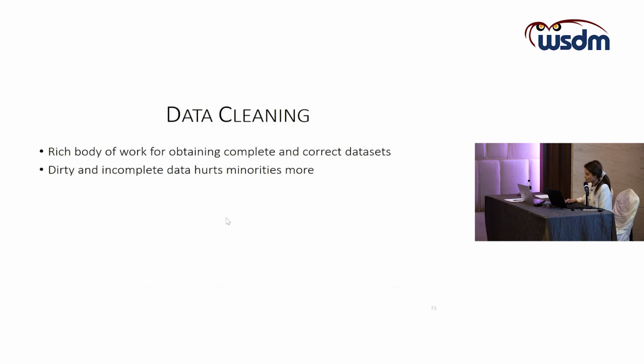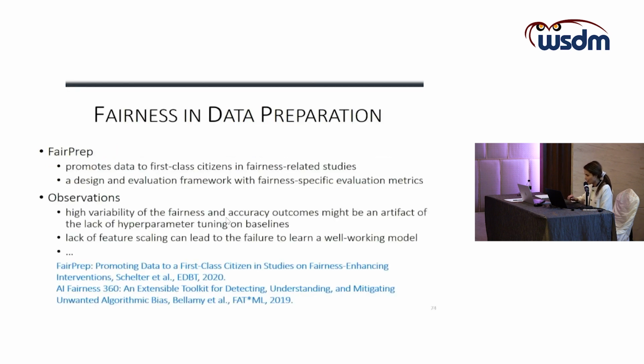And this is because, as we saw in the first part of the tutorial, incomplete and incorrect data typically hurt the minorities, further increasing bias for minorities. The rich body of work on data cleaning in the data integration community has a lot to offer to the process of obtaining complete and correct data sets. An example of data cleaning work that targets fairness issues is a library called FairPrep.